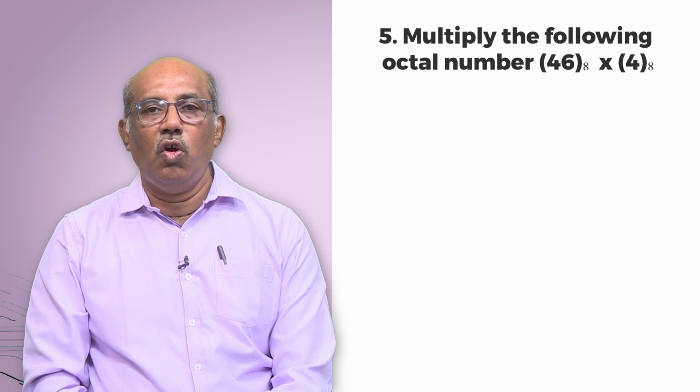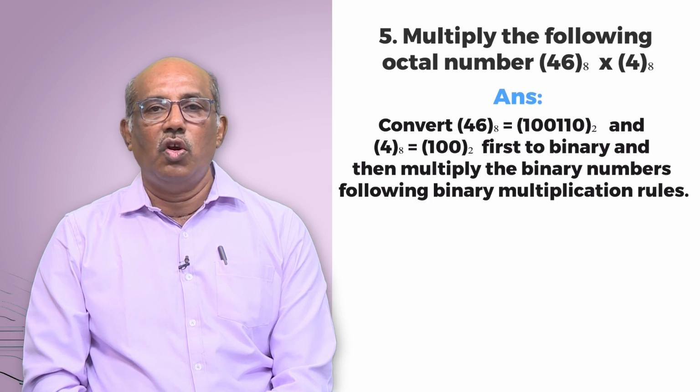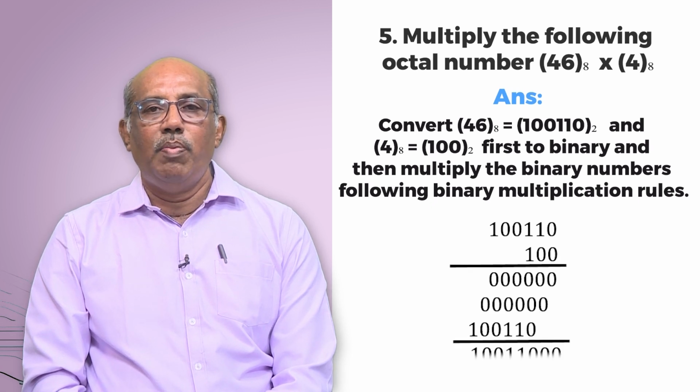Now, we will move on to another question, multiply the following octal number 46 into 4. So, first we will convert 46, that is the octal number, to its equivalent binary number. So, we will use the same conversion principle as we discussed earlier. So, both the multiplicand and multiplier we have converted into the equivalent binary number, and we multiply these two numbers following the binary multiplication rule. So, we will get the final result as you have seen it.